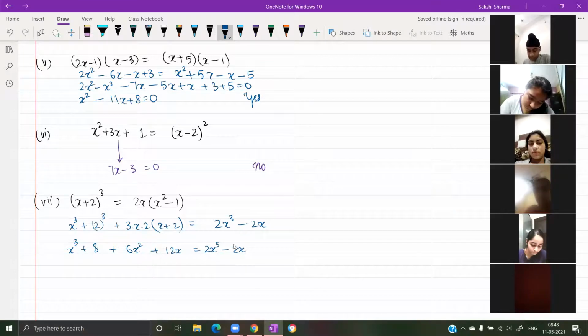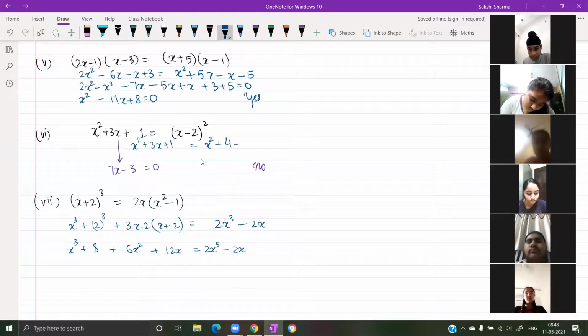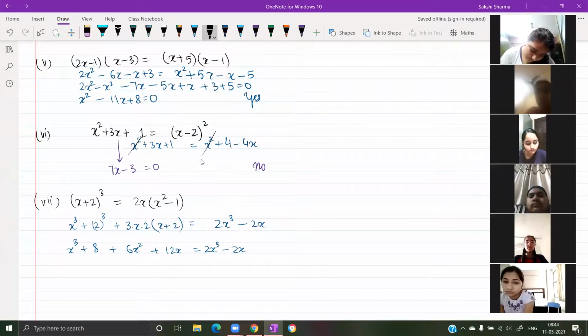Excuse me, ma'am. Yes, Manru? Ma'am, in the sixth part, identity is used. Yes, right hand side, you'll be expanding the right hand side. The term containing x square gets cancelled. So you're left with 7x minus 3 equals 0.